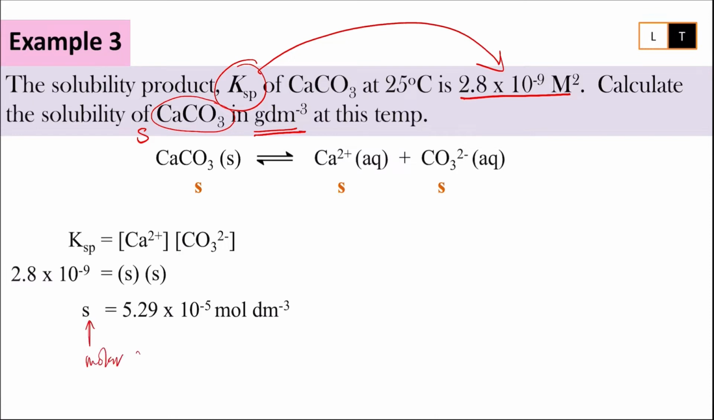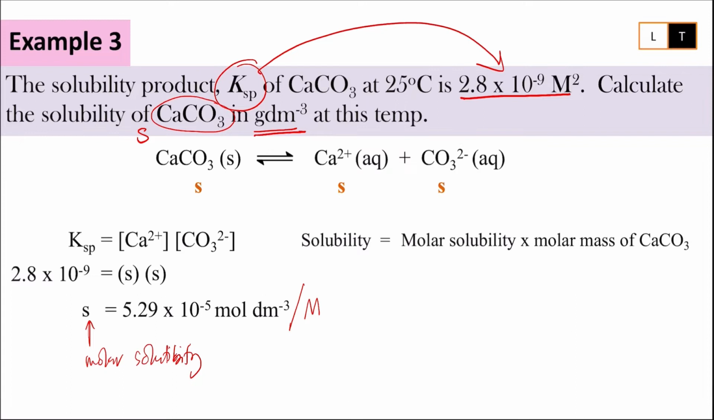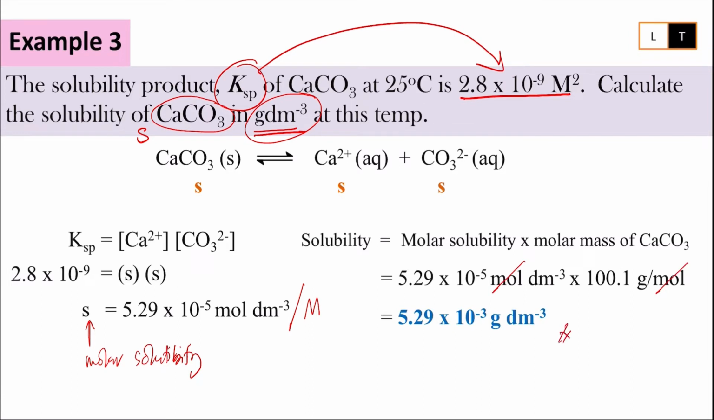Kenapa saya tahu ini adalah molar solubility? Sebab unit dia sama macam molarity. Molar ataupun mol per dm cube. Apa yang saya nak calculate sekarang adalah solubility. So, solubility equals to molar solubility darab dengan molar mass kerana saya nak dapatkan formula gram per dm cube. Sebab tu saya akan darab dengan molar mass. So, put your value, you will cancel out this unit. So, inilah jawapan akhir dia.